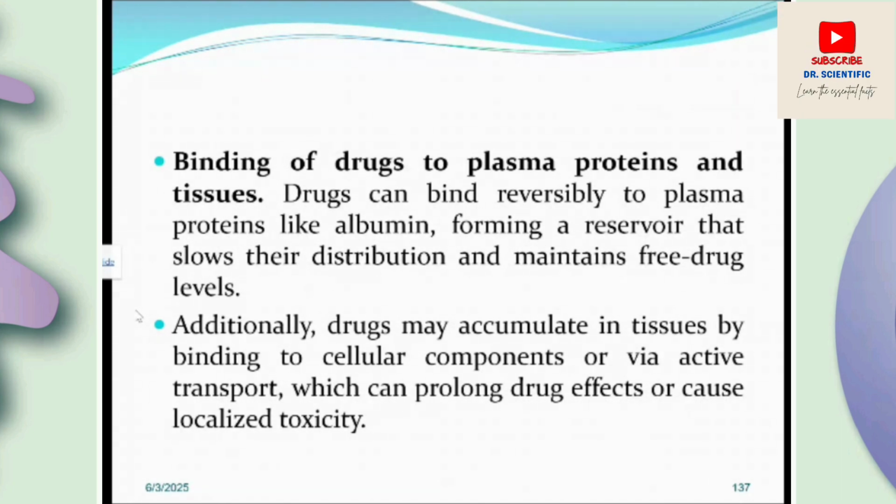Binding of drugs to plasma proteins and tissues. Drugs can bind reversibly to plasma proteins like albumin, forming a reservoir that slows their distribution and maintains free drug levels. Additionally, drugs may accumulate in tissues by binding to cellular components or via active transport, which can prolong drug effects or cause localized toxicity.